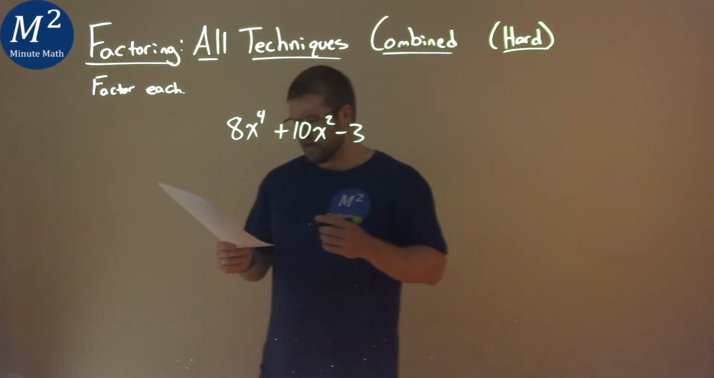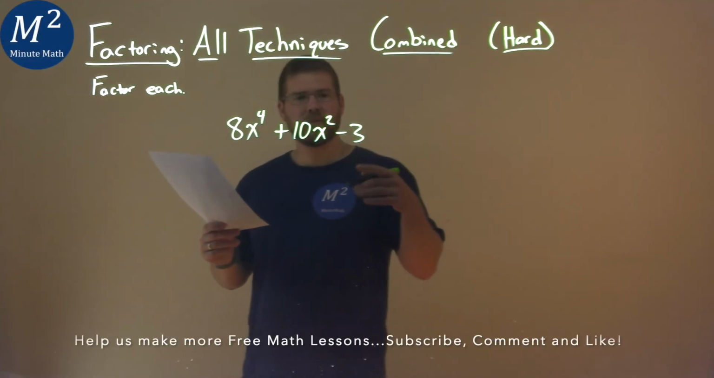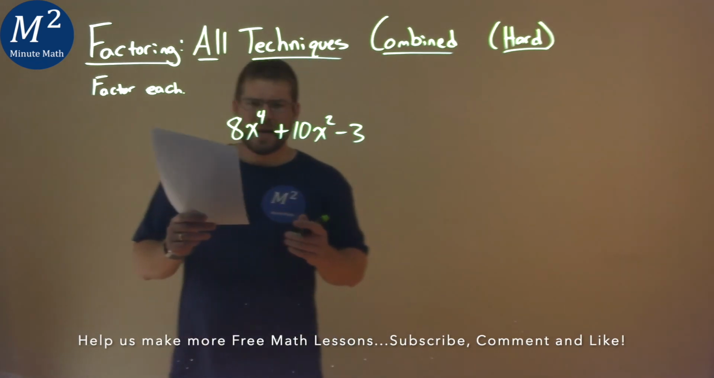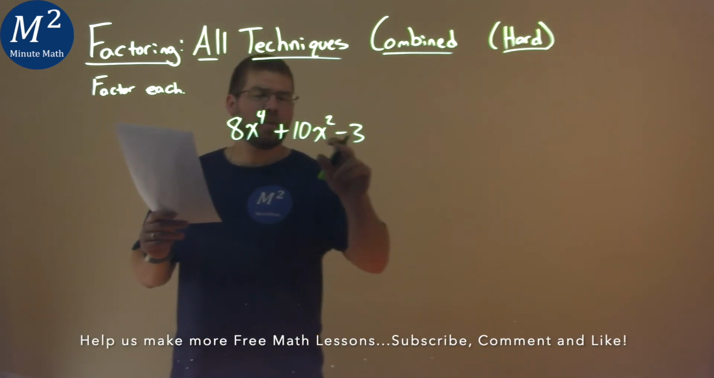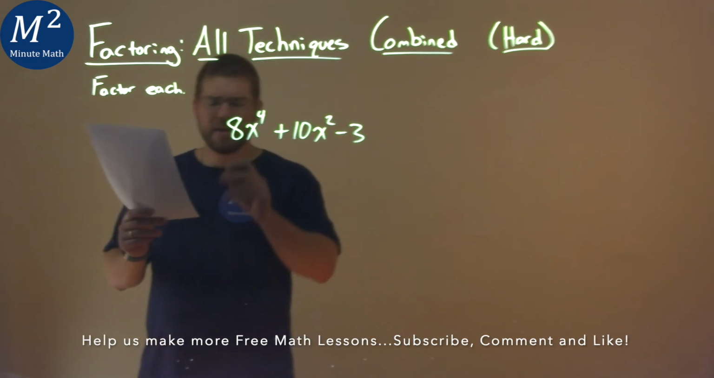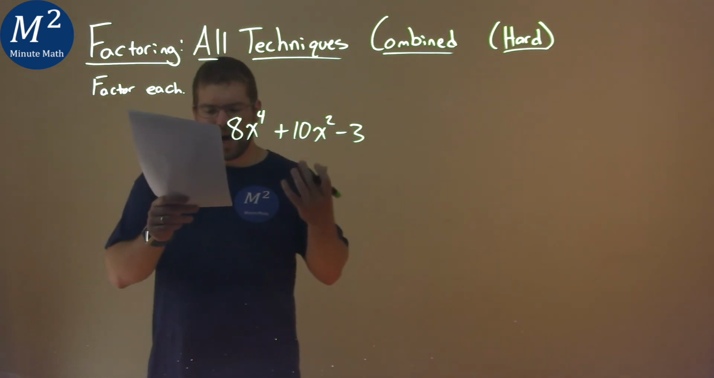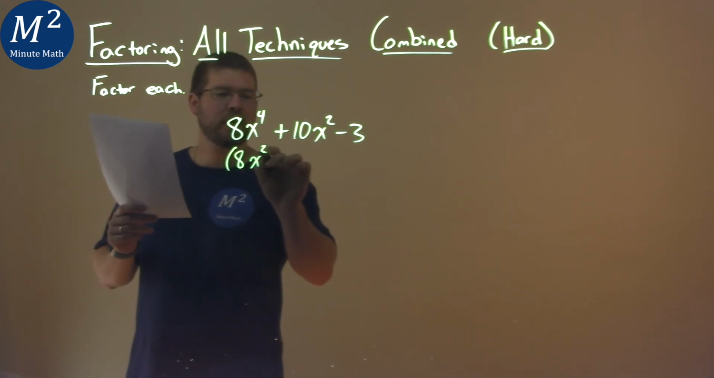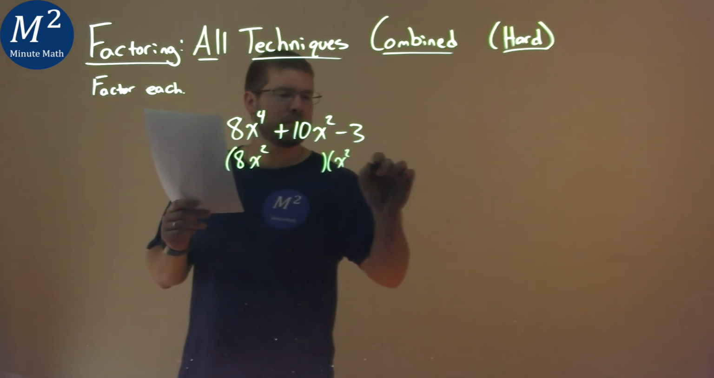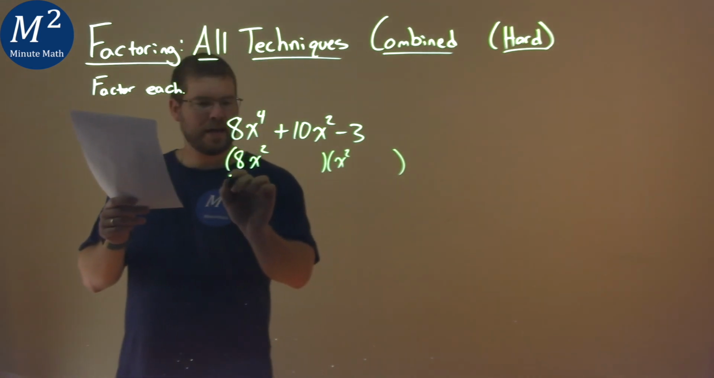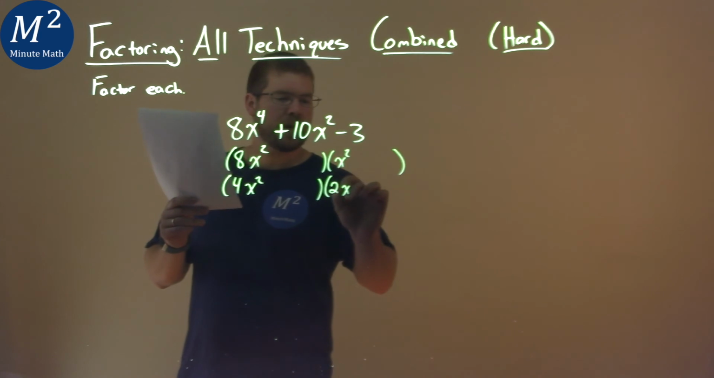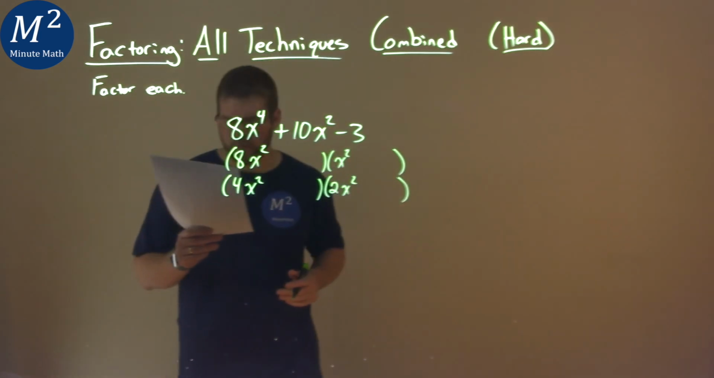We're given this problem right here, 8x to the fourth plus 10x squared minus 3, and we got to factor this. Well, we can see this is in quadratic form. Now my a value is an 8. That means we have a few options here of setting this up. It can either have an 8x squared times a 1x squared, like that, or we can have some 4x squared times a 2x squared, like this. So we're going to keep that form in mind.